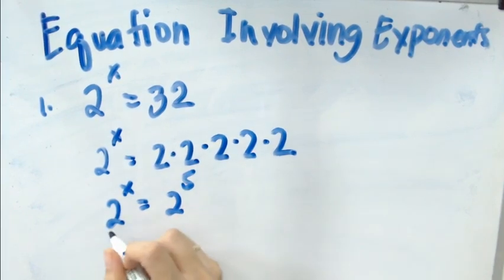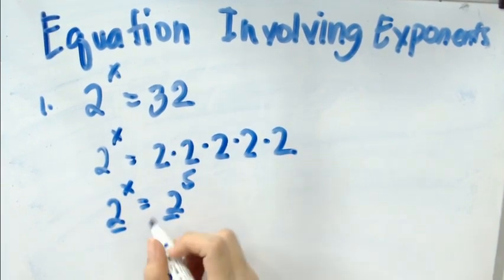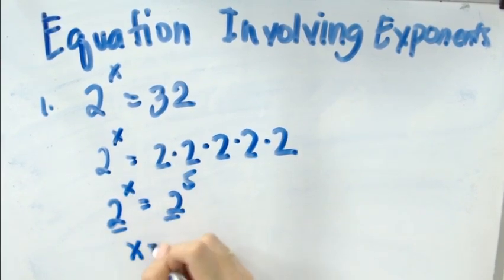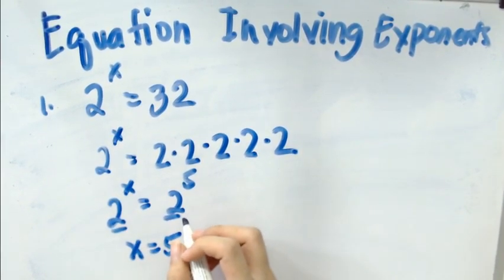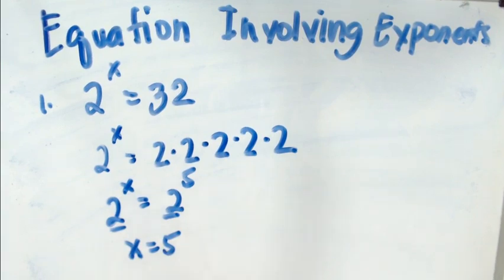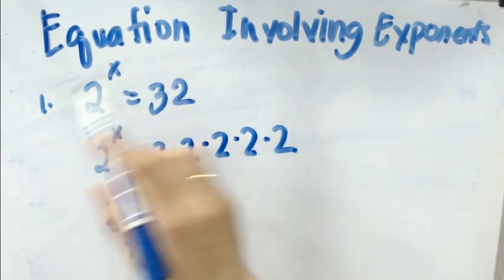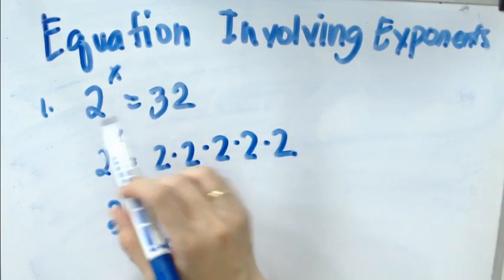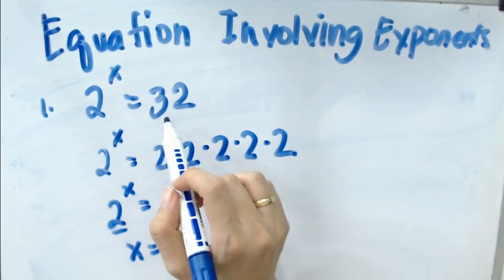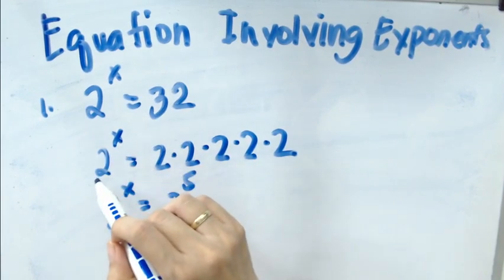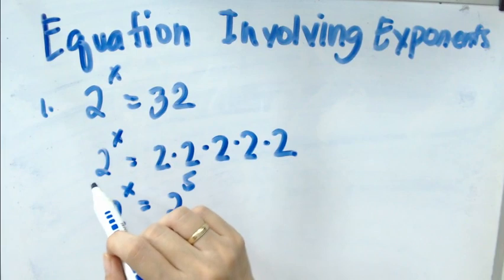And then whenever we have the same bases, we can now equate the exponents. x is equal to 5. Therefore, the value of x is 5. Again, whenever we are dealing with this kind of equation, an equation involving exponents, our main goal is to make the bases the same. We cannot work with 32, so that's why we make it into the same base as the first given, 2.